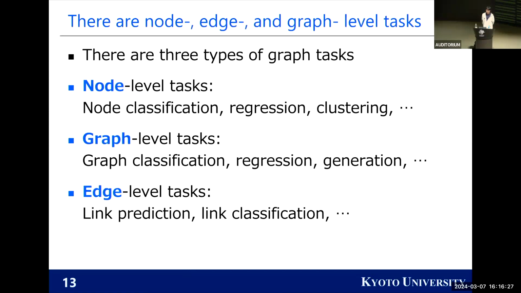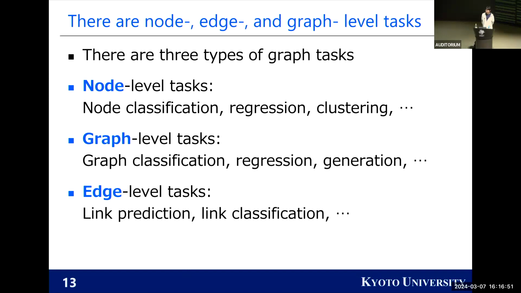Okay, so next I will talk about the graph tasks, what we are aiming to solve in this lecture. Roughly speaking, there are 3 types of graph tasks: node level tasks, like node classification, regression, and clustering, in which the unit is a node. So for example, if we have a graph with 10 nodes, then we will make 10 predictions, and the number of samples is 10.